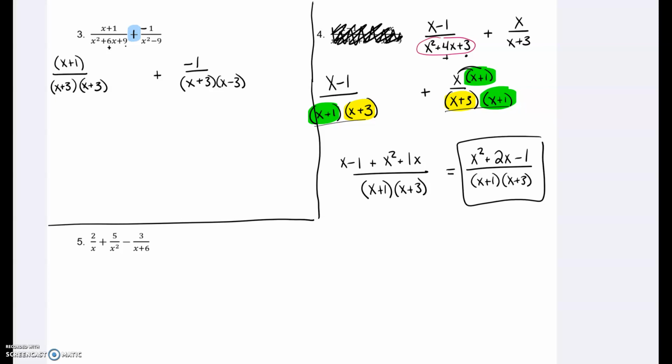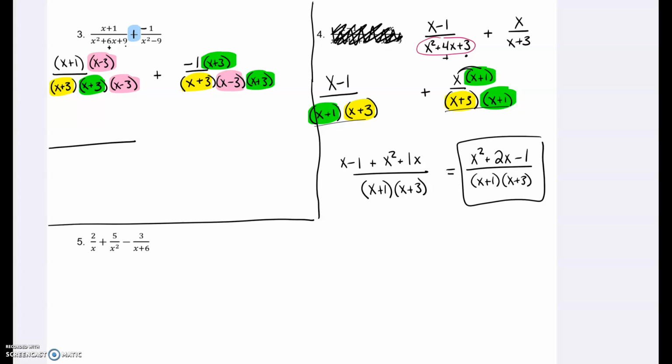Okay, now we need to play the matchy game. I noticed that the first one and the second one both have an x plus 3. The first one has another x plus 3 that the second fraction does not have, so we need to put an x plus 3 on the top and the bottom. Now they both have that x plus 3. But the second one has an x minus 3 that this first one does not have, so we need x minus 3 on the first one.